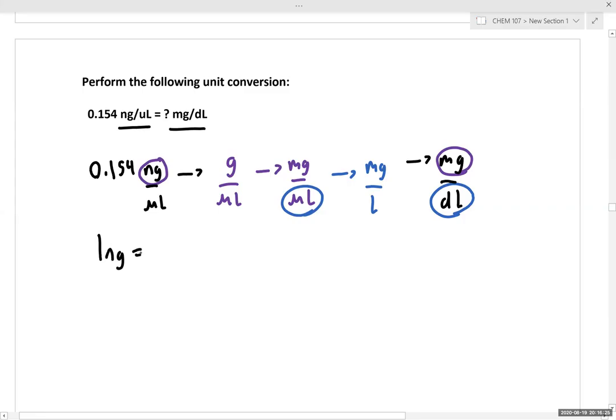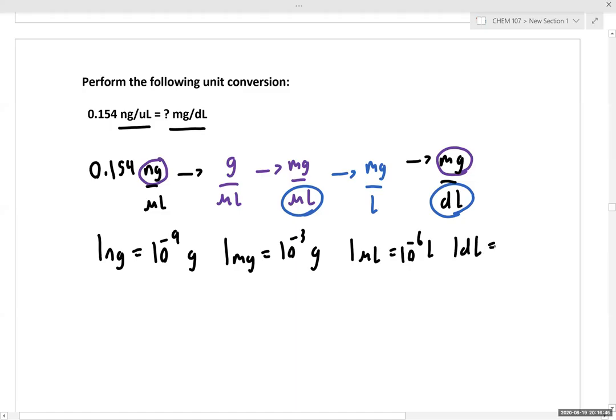So 1 nanogram is equal to 10 to the negative 9th gram. 1 milligram is equal to 10 to the negative 3rd gram. 1 microliter is equal to 10 to the negative 6th liter. And what does a deciliter equal? 10 to the negative 1st liter. Wonderful.